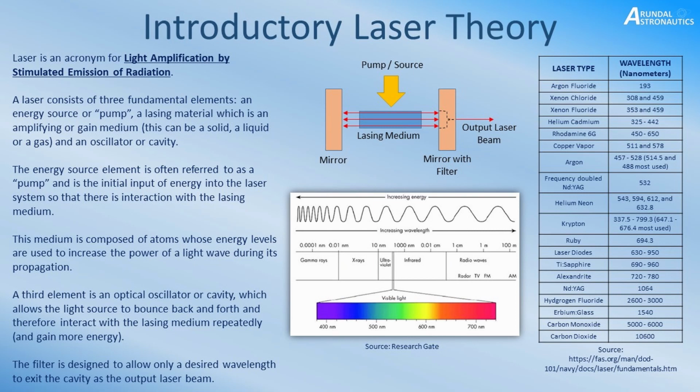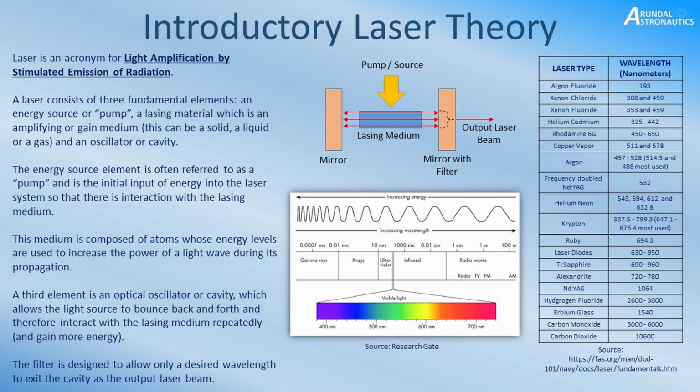Now, as it rebounds back through the medium, it will again gain more energy. So this cycle will repeat many times in a fraction of a second. So now that we have these light waves bouncing around the laser medium and between the mirrors, we want a useful output. So how do we achieve that?